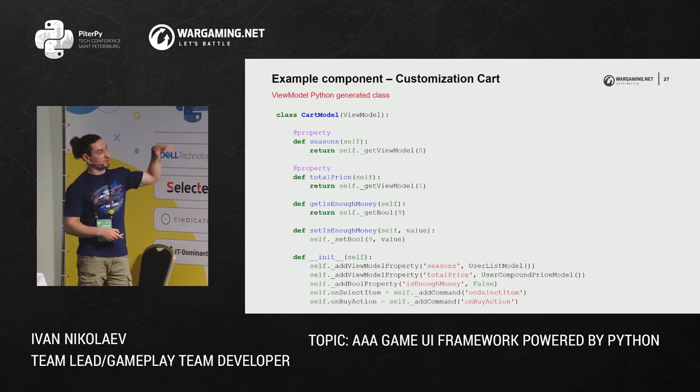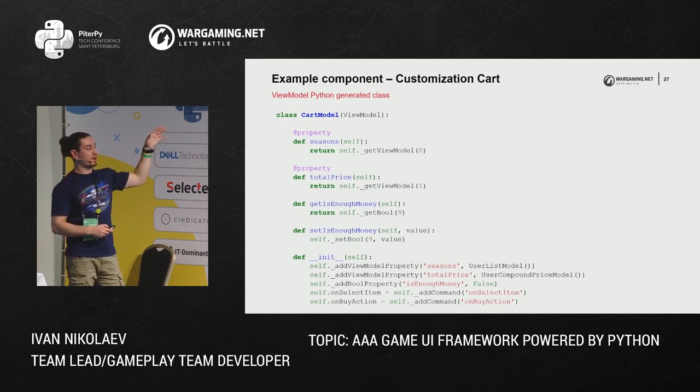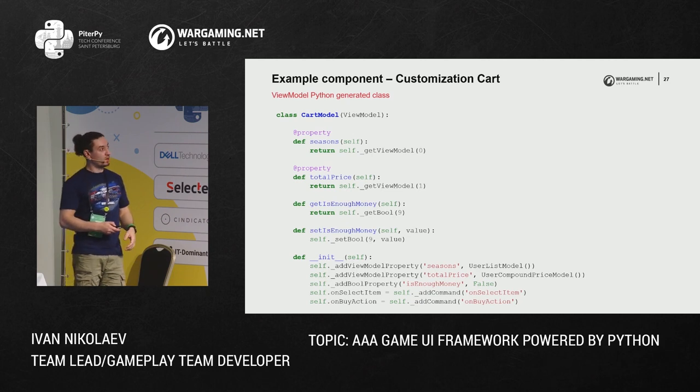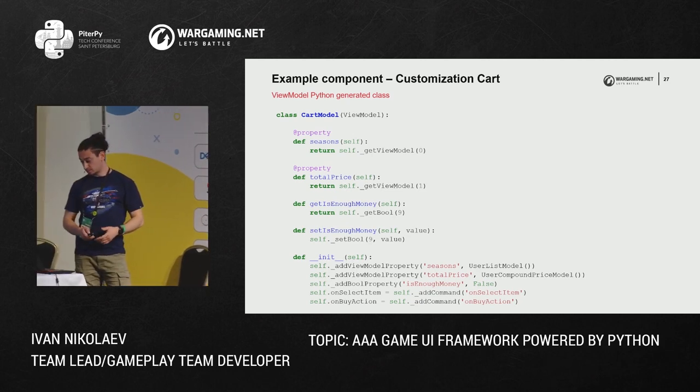So we have here a declarative Python class which works in the underlying imperative-like layer. I will show the advantages of this in a minute.